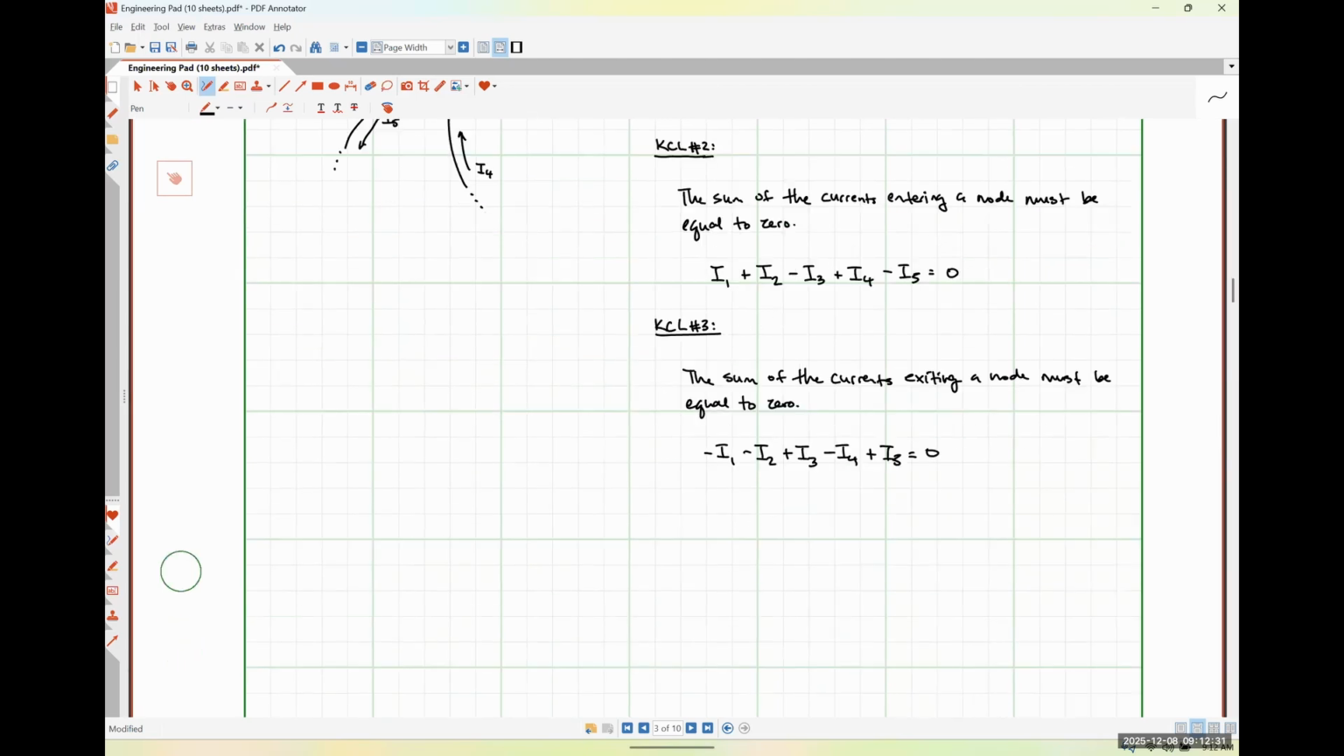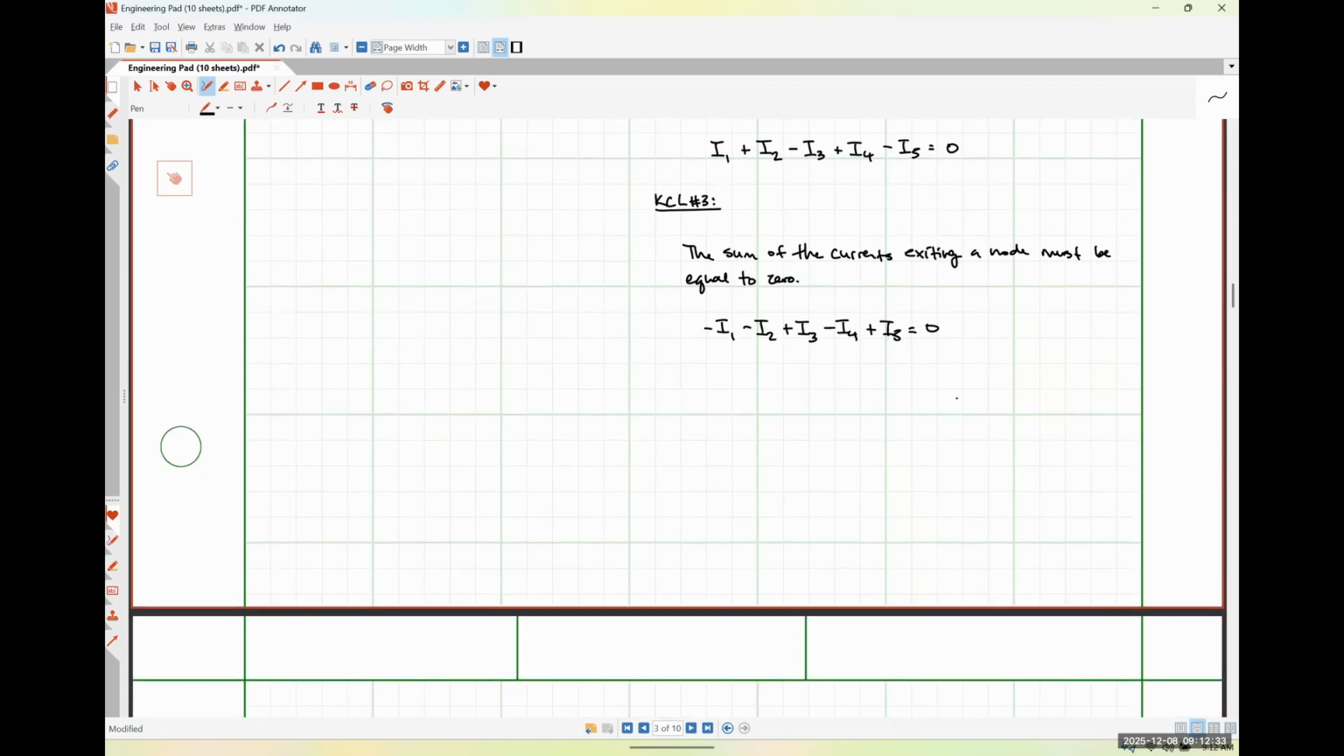Okay. So let's work an example. Start with something fairly straightforward. I've got a 5 amp current source flowing up.